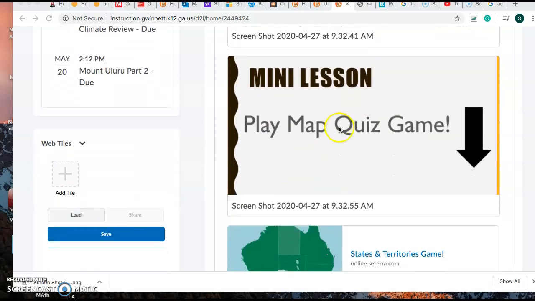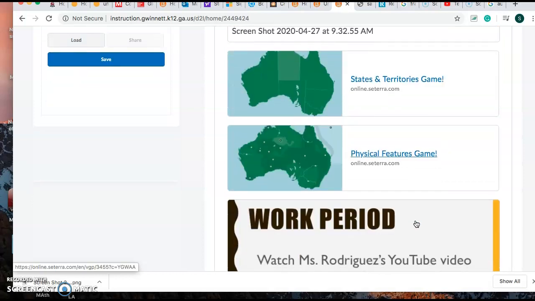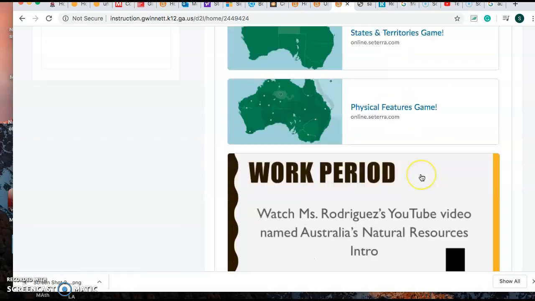So, our mini lesson, you guys should be clicking this states and territories game and then the physical features map game. They're maps. You guys are going to click them, answer the questions, and you're basically just locating those features, states or territories. And please get this done, guys, because this is going to help you with your test.